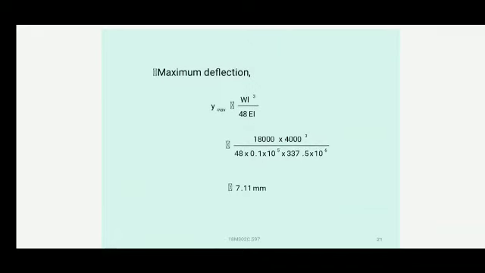The maximum deflection Y maxima is equal to WL cube by 48 EI. Y maxima is equal to 18,000 into 4000 cube by 48 into 0.1 into 10 power 5 into 337.5 into 10 to the power of 6, that is equal to Y maxima is equal to 7.11 mm.